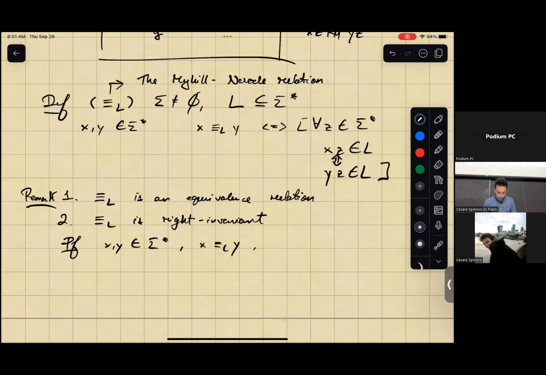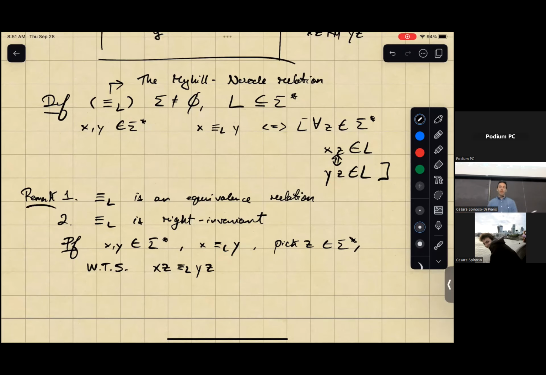So let's pick some z in sigma star. What I want to show is that xz and yz are related via the Myhill-Nerode relation. That's what it would mean for this relation to be right invariant.